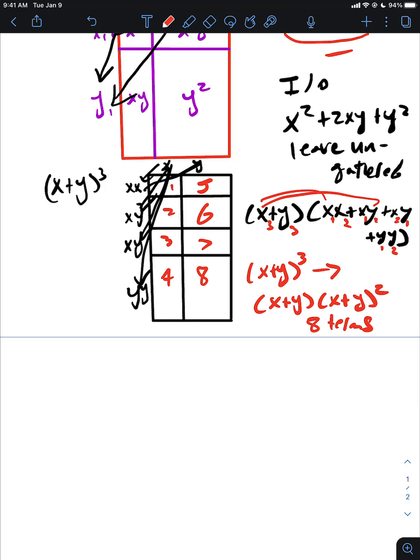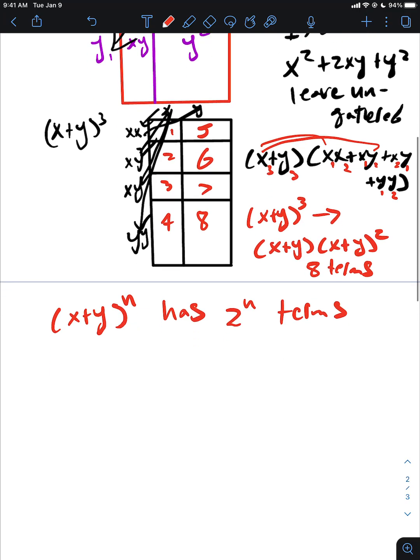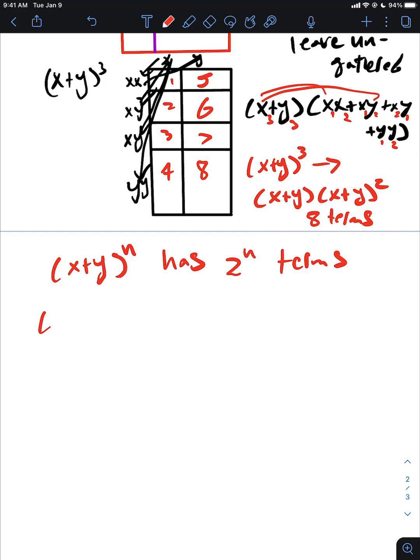And so we can say, generally speaking, (x plus y) to the n has 2 to the n terms. And then we only want to think about the pattern. So if we think about it, if we have this general pattern where we've got (x plus y) 1 times, (x plus y) 2 times, ellipsis, (x plus y) to the third, but to the n.